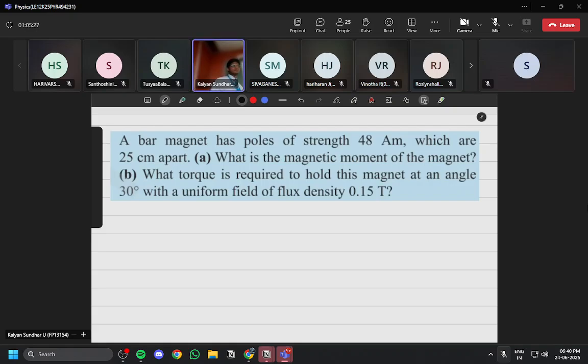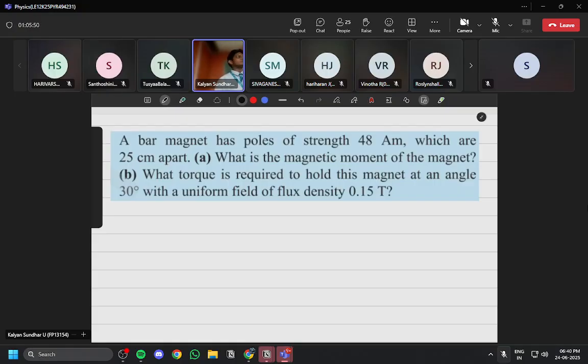How can you find the first one? Mu is equal to m into L. What they asked for is the magnetic moment, right? So the pole strength is your small m value, correct? Small m into the length of the dipole. The length of the dipole is 25 centimeter. You have to multiply by 25 centimeter. Don't take it as 2 into L. We use that 2L only for the derivation purpose.